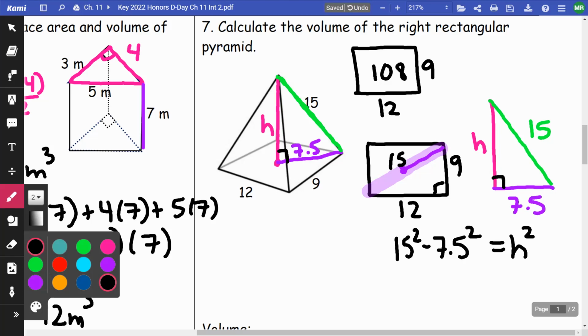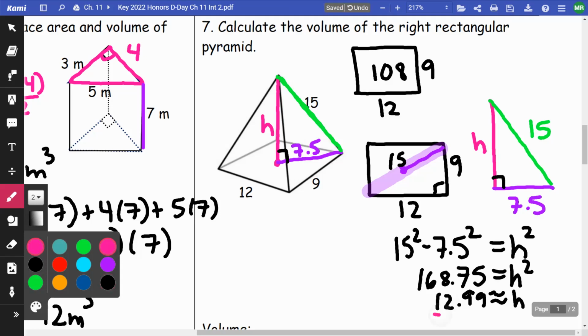And when I put that into my calculator, I get 225 minus 7.5 squared, I get 168.75 is h squared. I am going to take the square root of this. And when I do, I get about 12.99. So that h is 12.99. This is going to be that pink height.